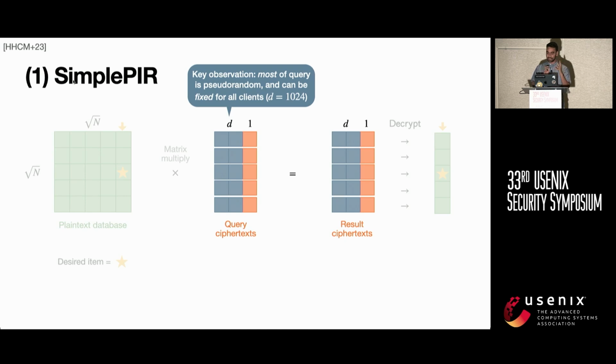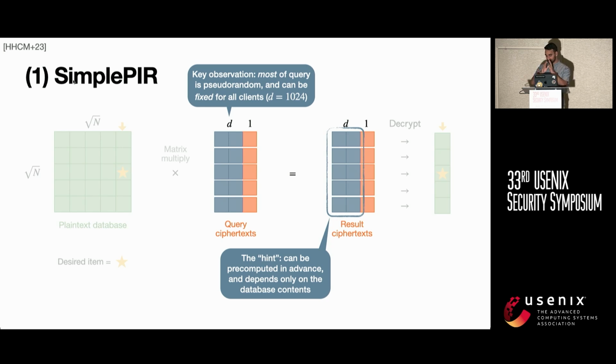And so the key observation of the work is just that most of the query can be fixed and pseudo-random for all the clients. And so 99.9% of the query can just be pre-computed, and similarly, the corresponding portion of the result can be pre-computed, and we call that the hint. And this is the thing that clients are going to download offline.